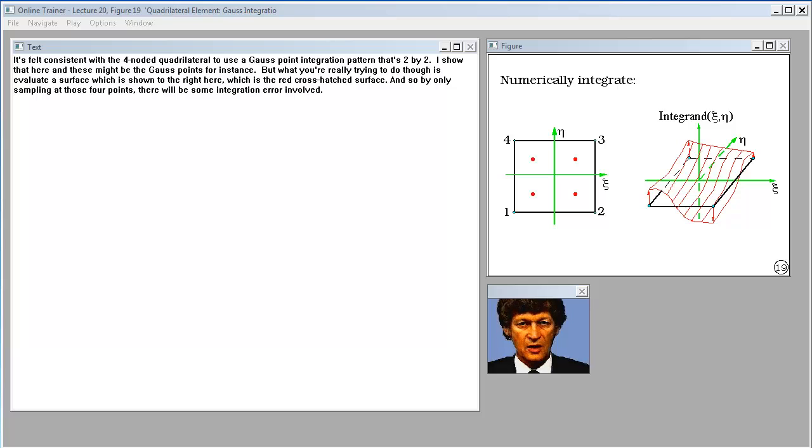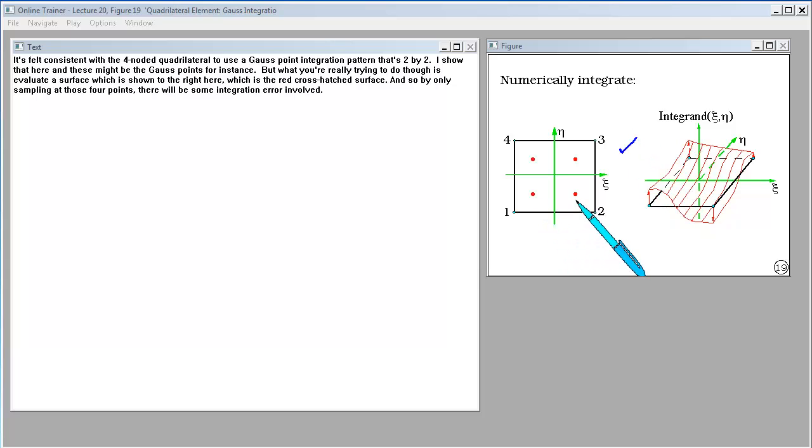It's felt consistent with the four-noded quadrilateral to use a Gauss point integration pattern that's 2 by 2. I show that here, and these might be the Gauss points, for instance. What you're really trying to do, though, is evaluate a surface which is shown to the right here, the red crosshatched surface. And so by only sampling at those 4 points, there will be some integration error involved.